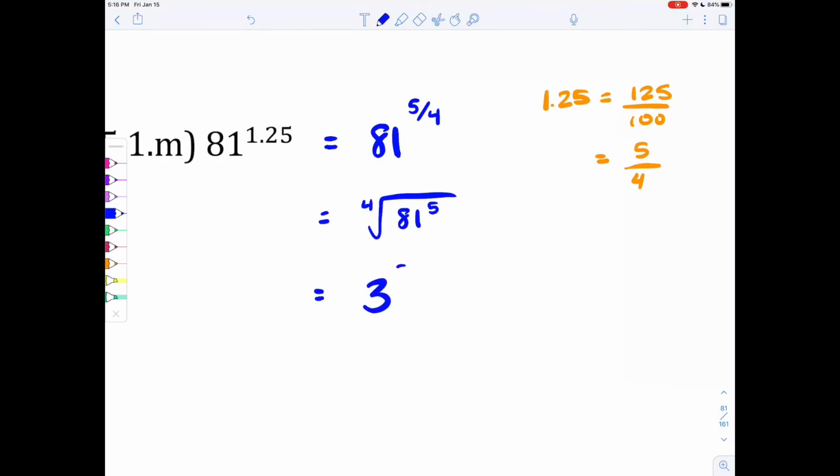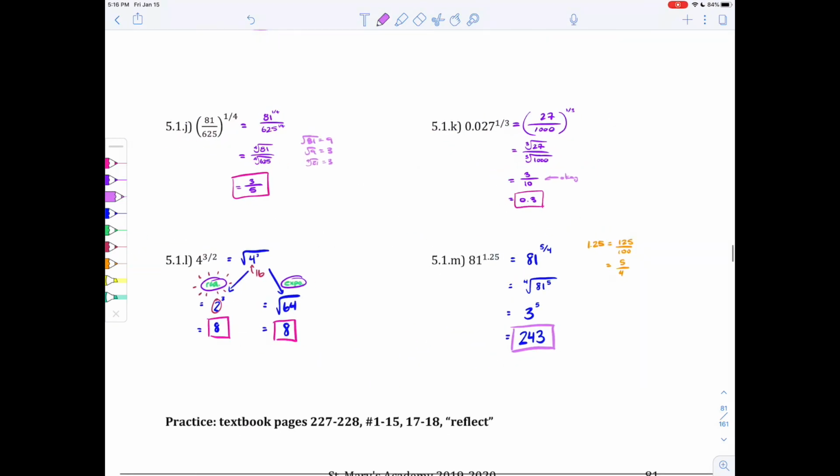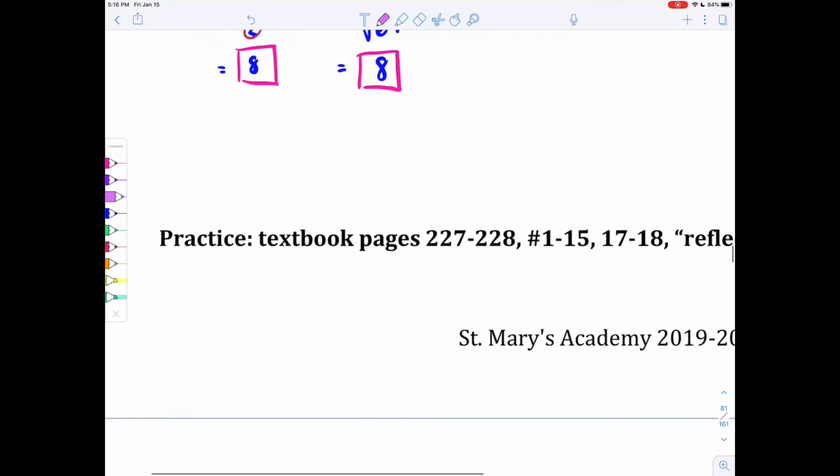So I could rewrite that as 3, but I still have that exponent of 5 I haven't dealt with. And if I'm taking 3 to the power of 5, 3 times 3 is 9, times 3 is 27, times 3 is 81, times 3 is 243. And here we have it, folks. Math. And here we have it again, practice.